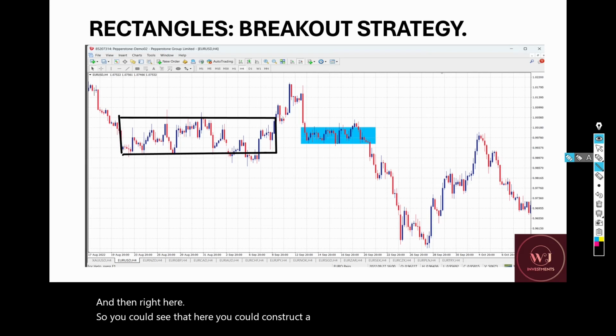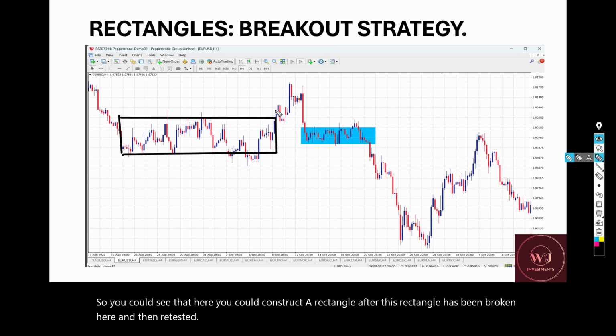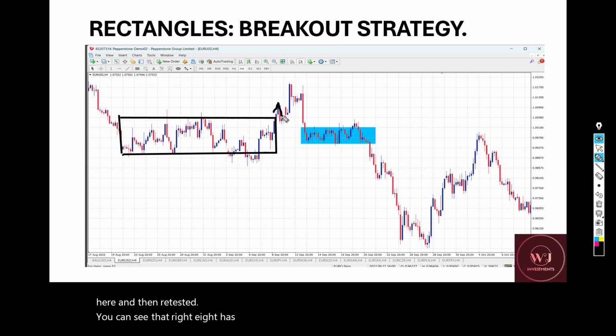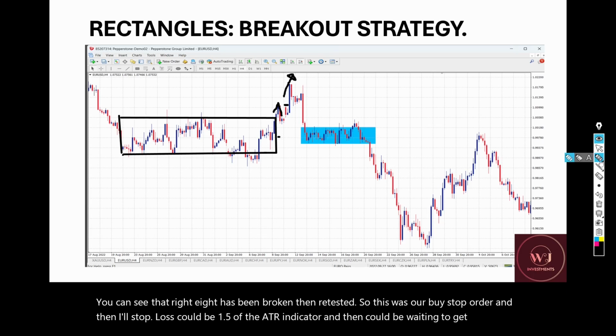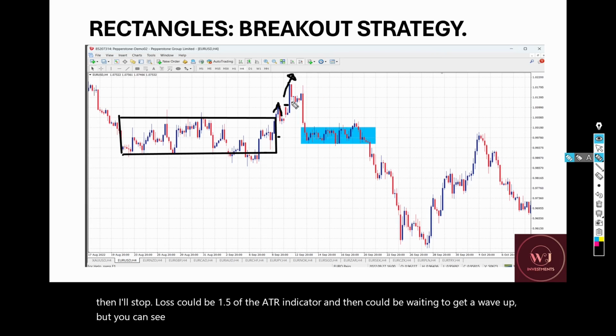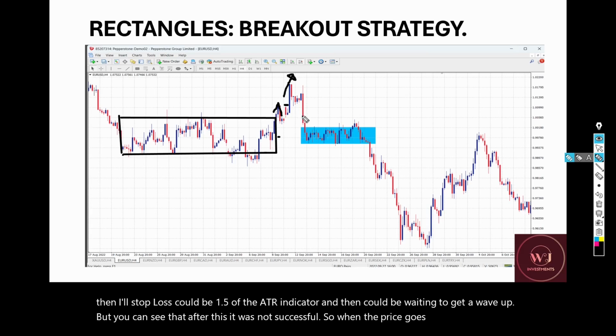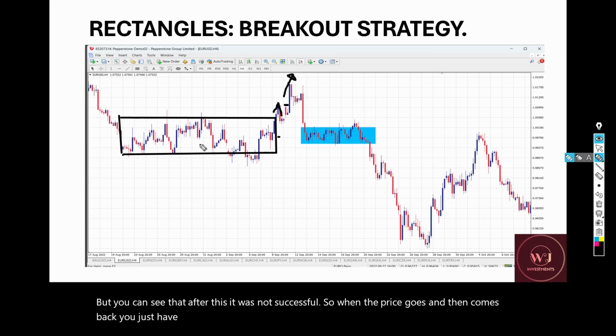So you could see that here you could construct a rectangle. After this rectangle has been broken here and then retested, you can see that right here it has been broken, then retested. So this was our buy stop order. Then our stop loss could be 1.5 of the ATR indicator, and then we could be waiting to get a wave up. But you can see that after this, it was not successful. So when the price goes and then comes back, you just have to exit that trade and then wait for another one. So this one here did not work.